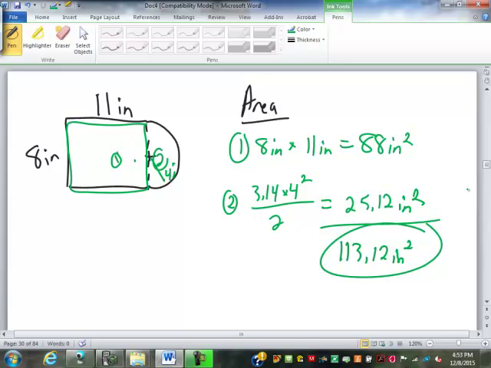How many of you had that? A few of you. Cool. Well, since you're on a roll, find the perimeter.